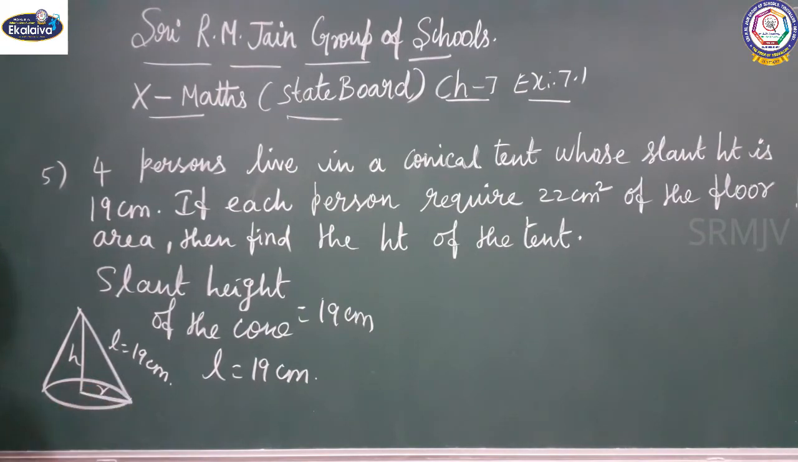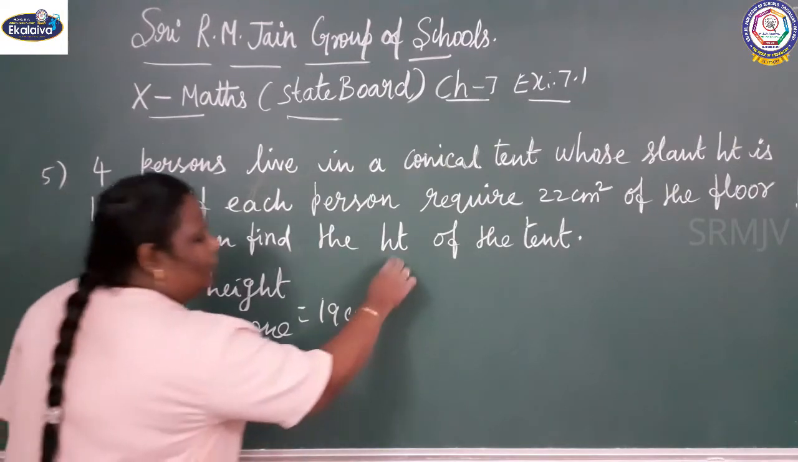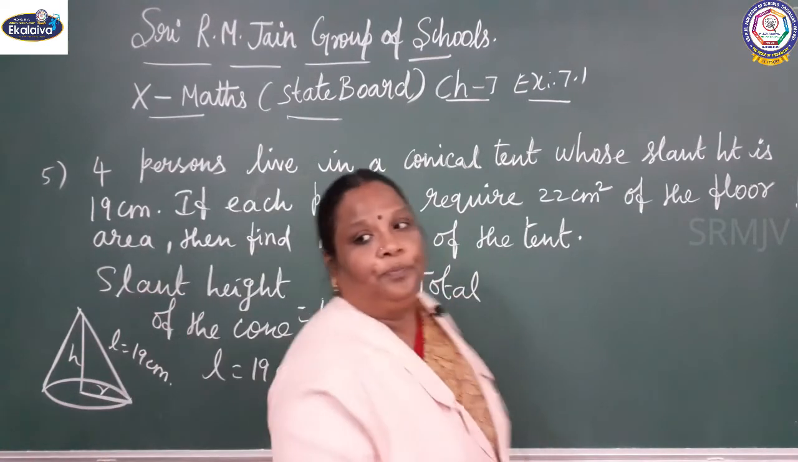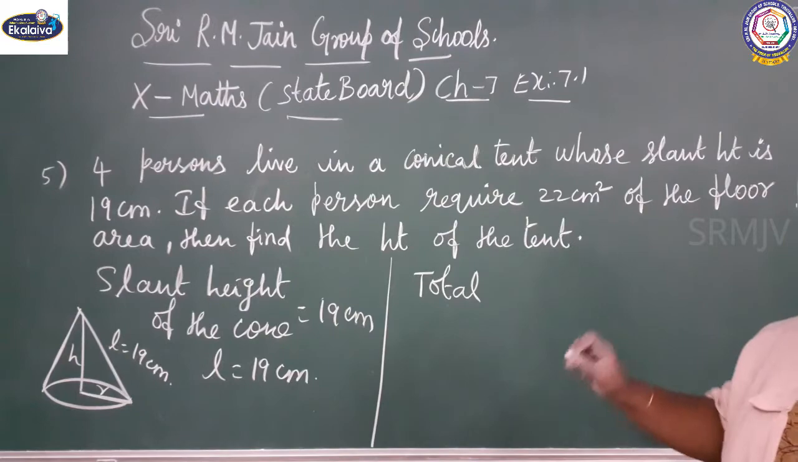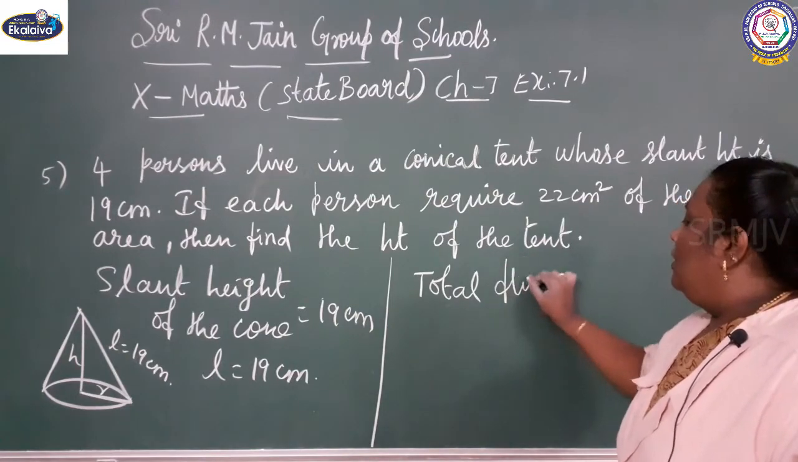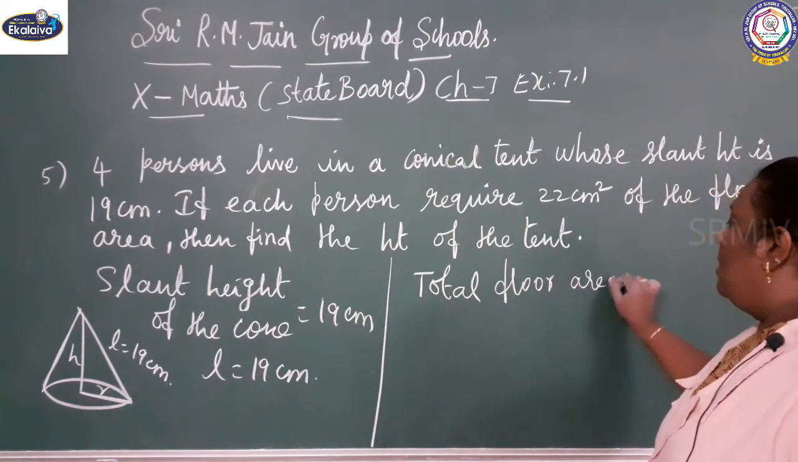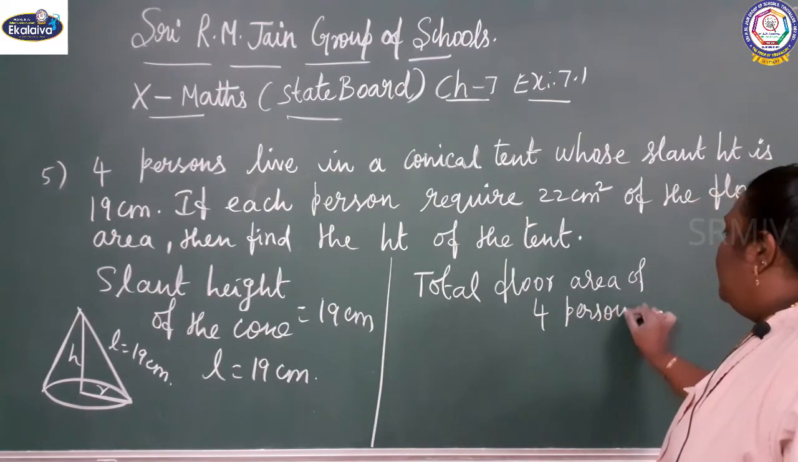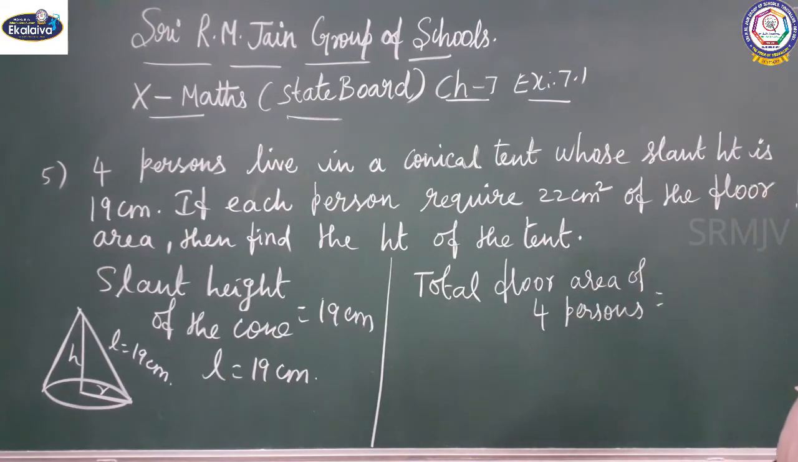Then you require the radius. If you want to find the height of the cone, you need the radius. So what is the next thing they have given? Total floor area. Floor area of 4 persons, floor area of 4 members is equal to 22 centimeter square each.